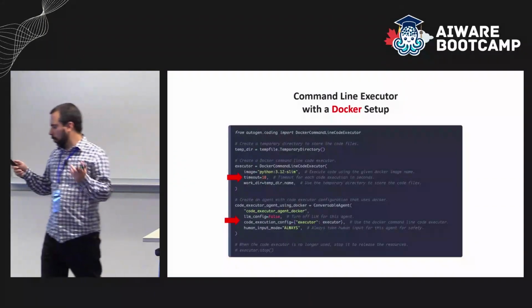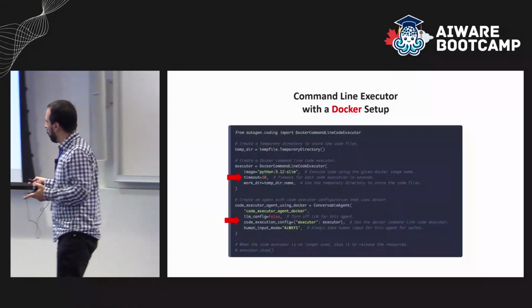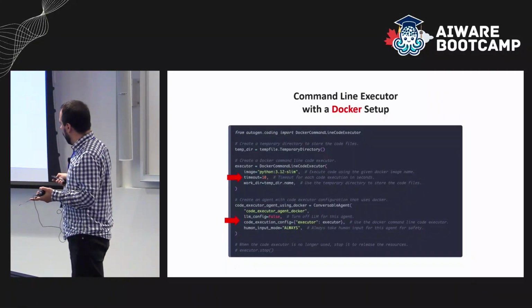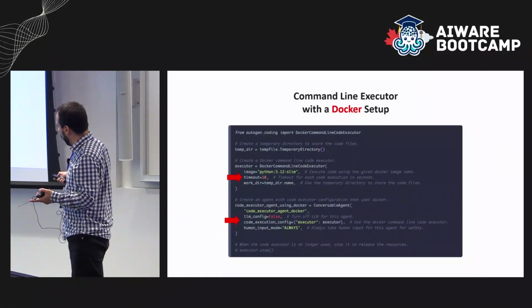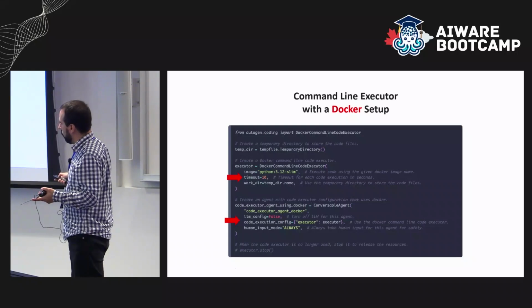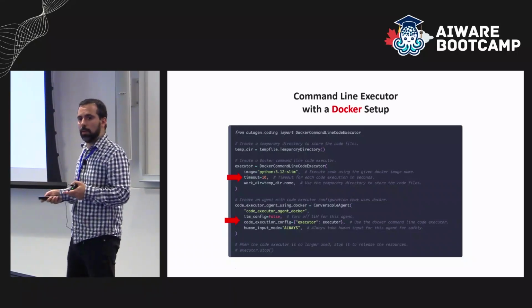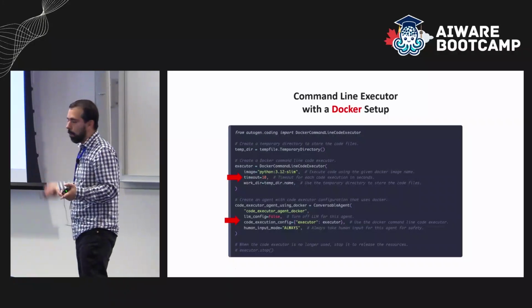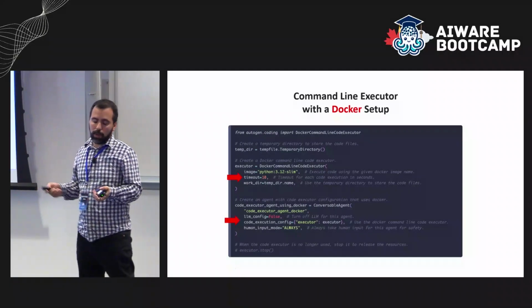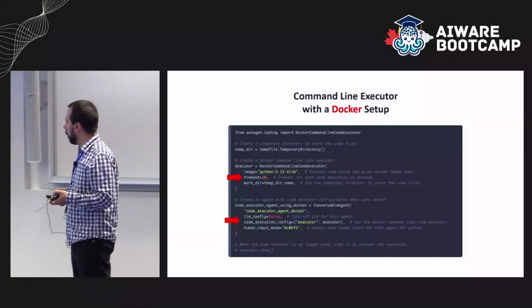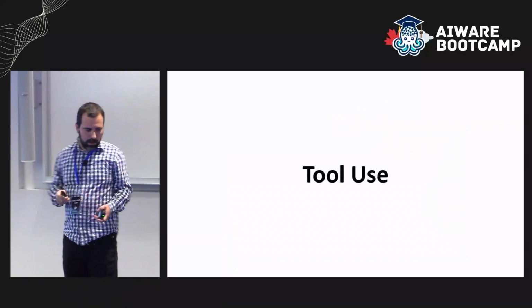Okay, and this is just to show quickly how you would do it with Docker. It's reasonably simple. You have an image, you have a timeout, you have where the thing is going to be mounted, and that's it. And then you just pass the executor again, right? You just need a Docker image, really. That's the key point. Okay, we're making progress.